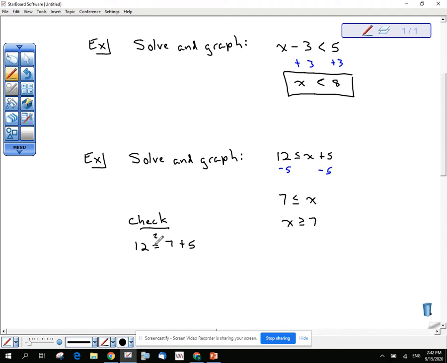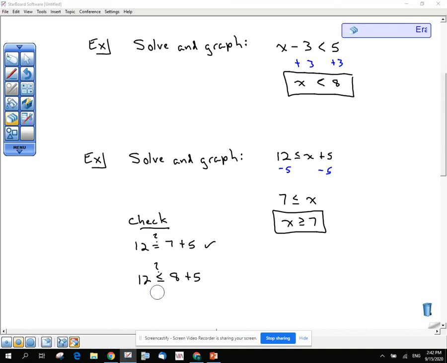And then the other thing you need to do is check and see if the direction is correct. So pick something that's greater than 7, okay? So we'd be wondering if 12 is less than or equal to 8, right? Because 8 is greater than 7 plus 5. And if both of these things are true, then we're accurate here, okay? Now, 12 is, of course, equal to 7 plus 5, so that checks. 12 is less than 13.